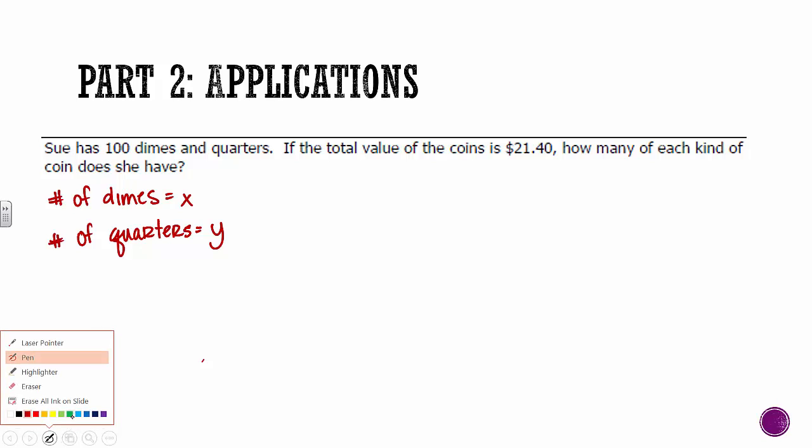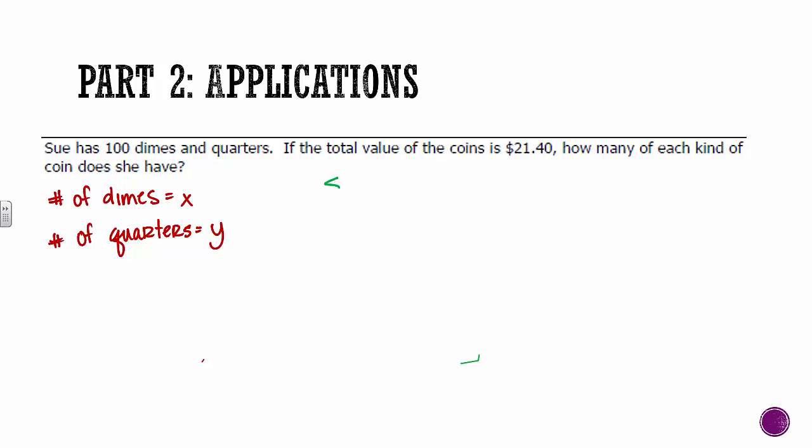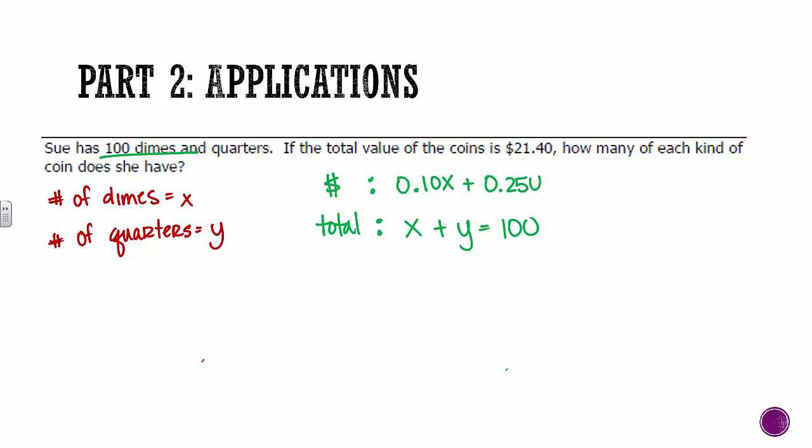So then again, we have two equations to come up with. So value and total. The total is a little easier to figure out. However many dimes she has plus however many quarters equals that 100 coins that she has in her pocket. And then the money value, remember dimes are worth 10 cents, so we have 10 cents for every X, and quarters are worth 25 cents for every Y, and that has to total $21.40.